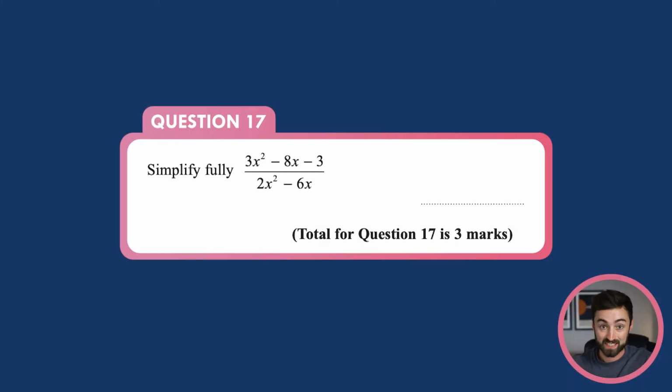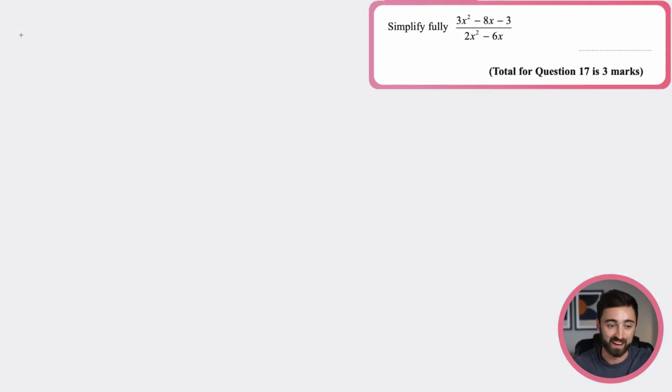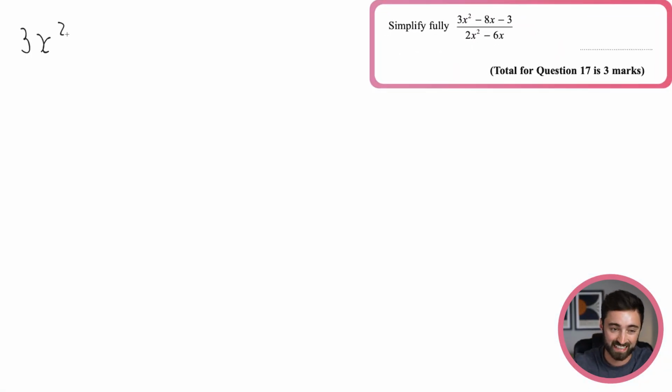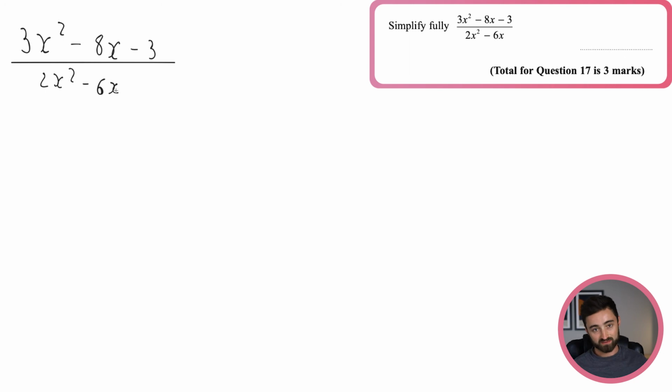Question 17. Simplify fully. Oh, here we go. Right, 3x squared minus 8x minus 3, over 2x squared minus 6x. It's about to get pretty dense. The name of the game is factorization. And the reason is when we have common factors on the top and the bottom, we cancel them. That is what they're always after here.